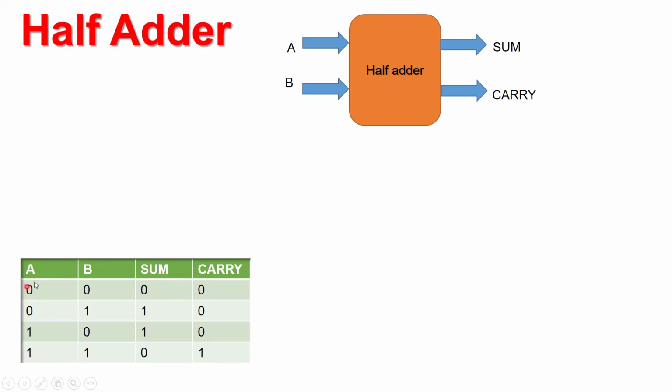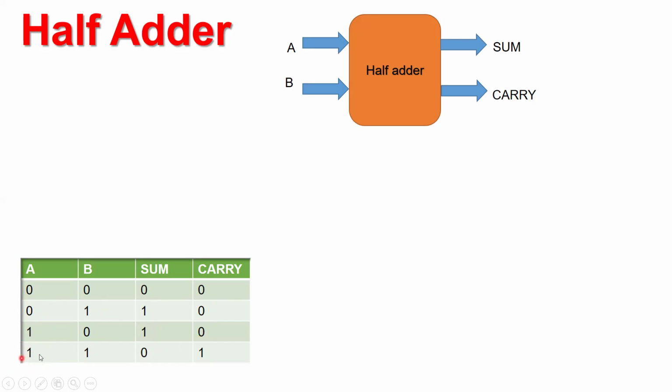So for example, when you add A and B, which are both logic 0, the sum is 0 and the carry is also 0. When A and B are 0 and 1 respectively, when you make their binary addition, the sum is 1 and carry is 0. When A is logic 1 and B is logic 0, the binary addition produces a sum equal to 1 and carry is 0. However, look at the last case.